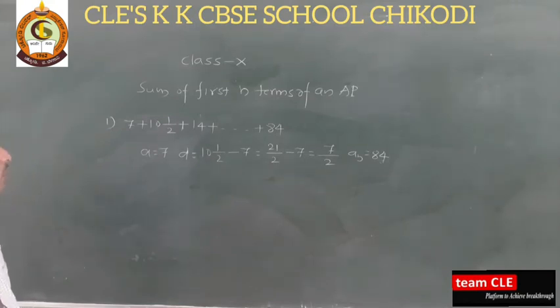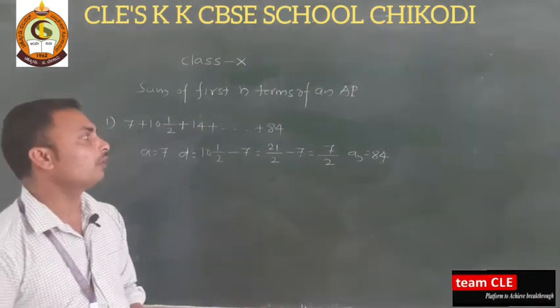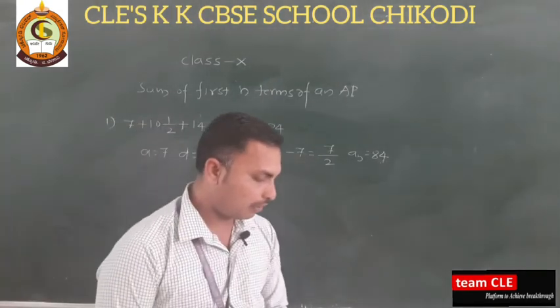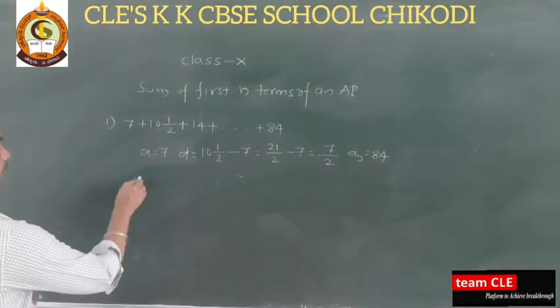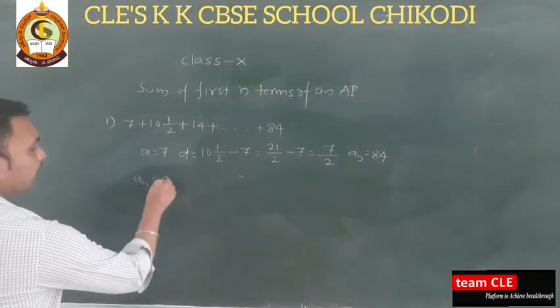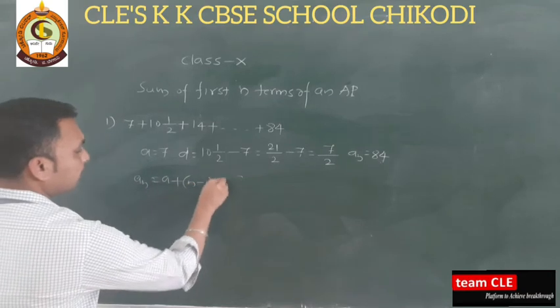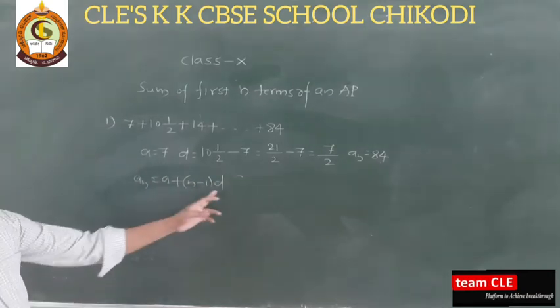We have two formulas for Sn. If we have the first term and the last term, can we find n? So what we need to find is the sum given below. For that we use this formula: an is equal to a plus (n minus 1) into d.